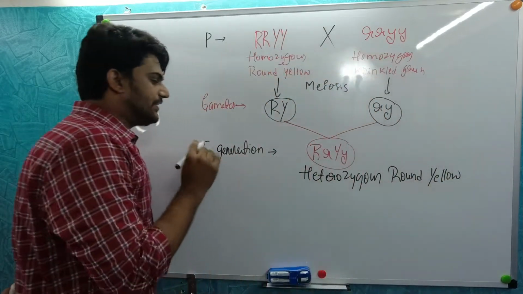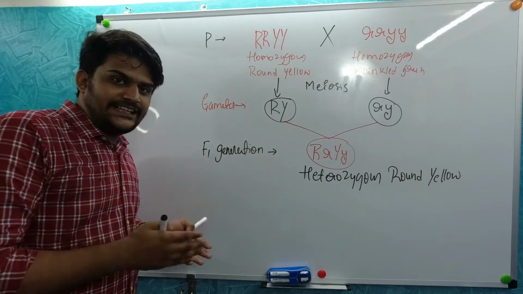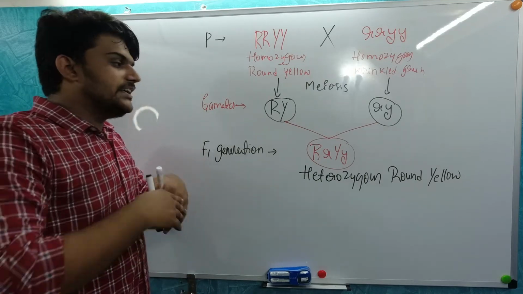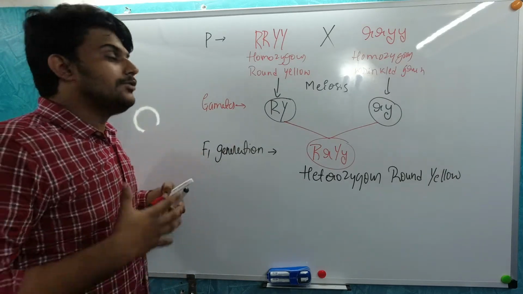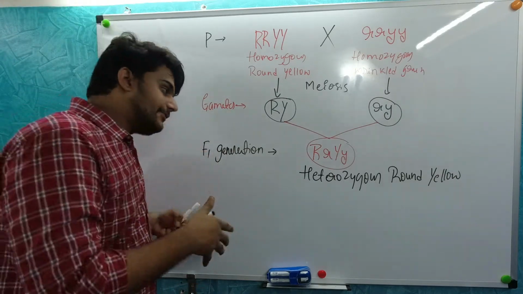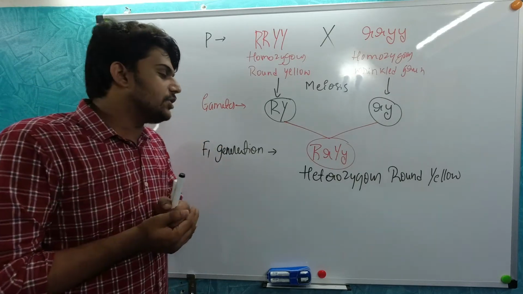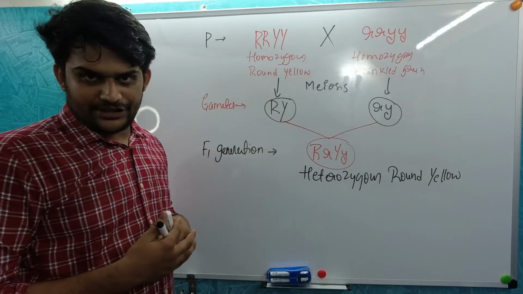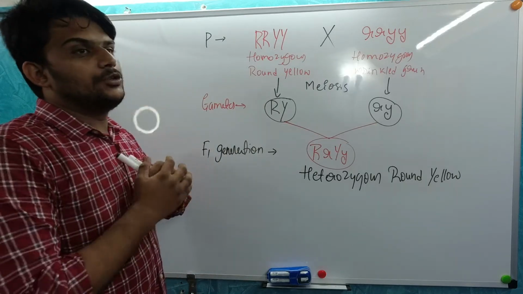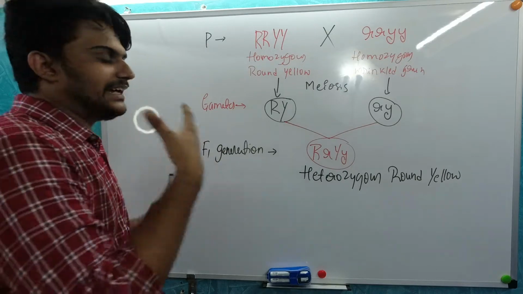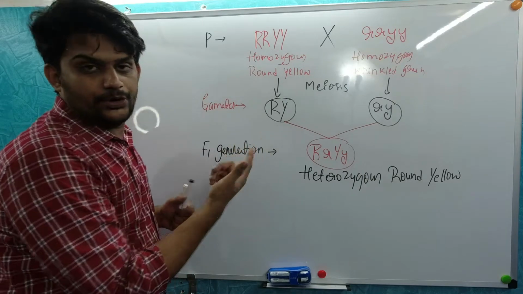Okay, yes, so we got the F1 generation as heterozygous round yellow. Did he stop here even? No, he again wanted to check what the result would be when he selfed it. If I self, what am I going to get? That is what Mendel thought, and he selfed this F1 generation with itself, and he was shocked to see very different characters expressed in the F2 generation, which we are going to see here.